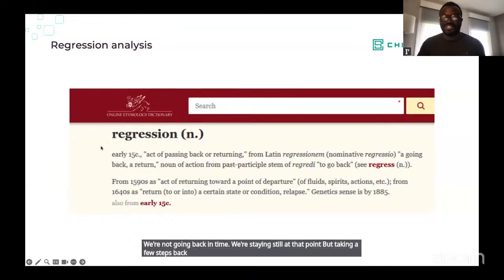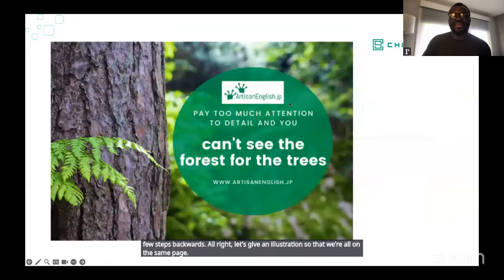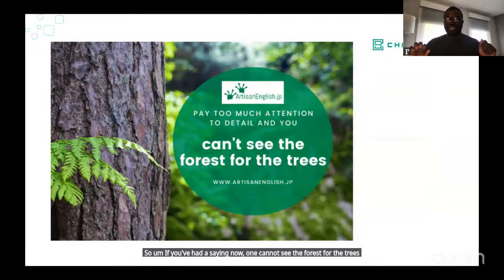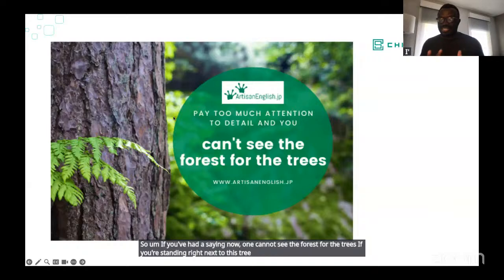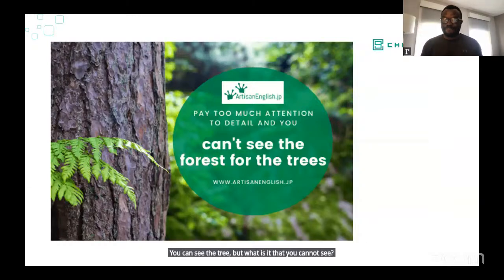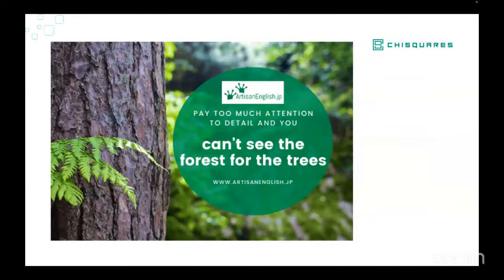All right, let's give an illustration so that we're all on the same page. If you've heard a saying that one cannot see the forest for the trees, right? If you're standing right next to this tree, you can only see the tree, but what can't you see? You can see the tree, but what is it that you cannot see? Yourself. Okay. Emmanuel. We can't see the forest.